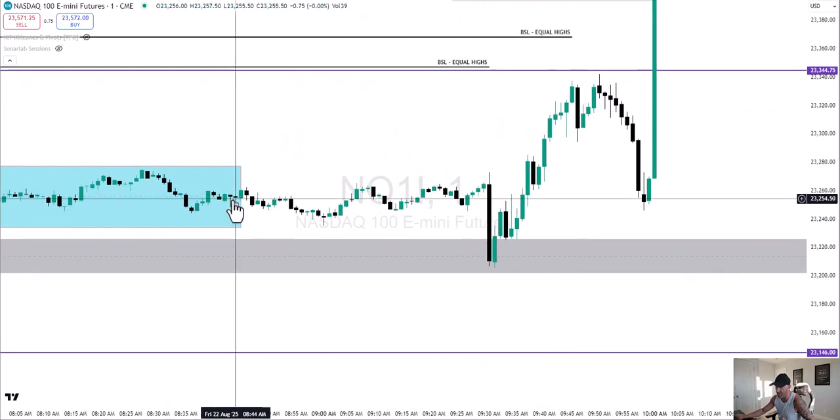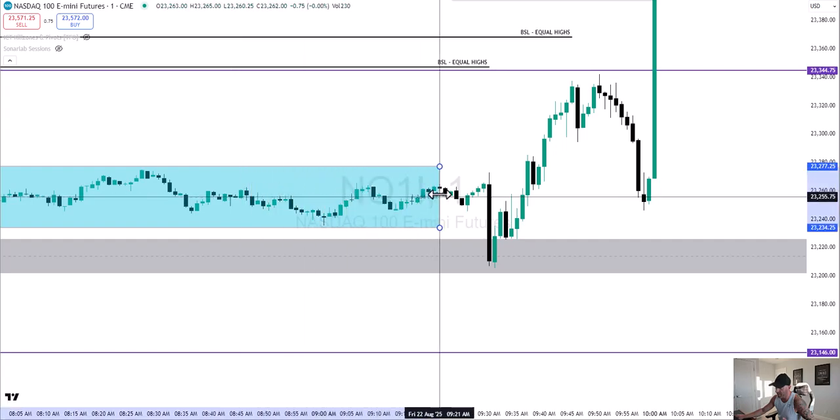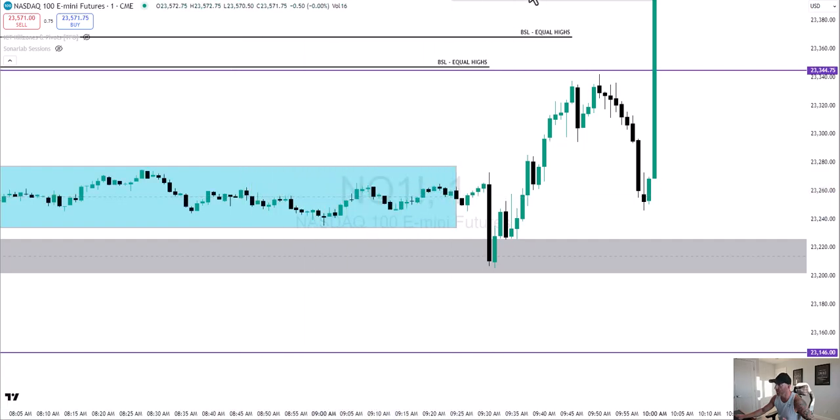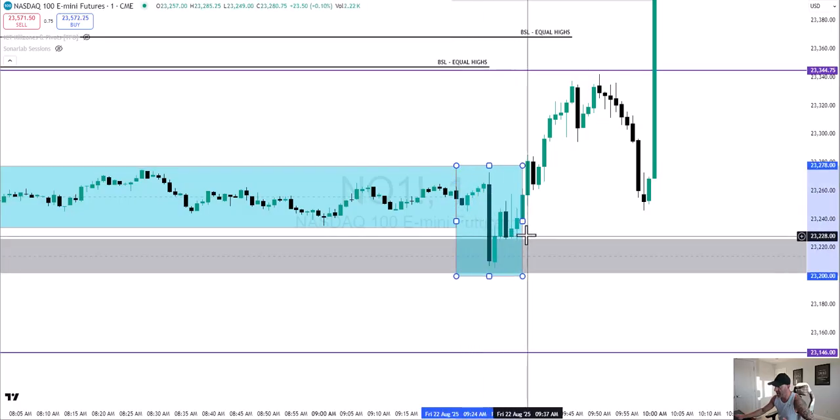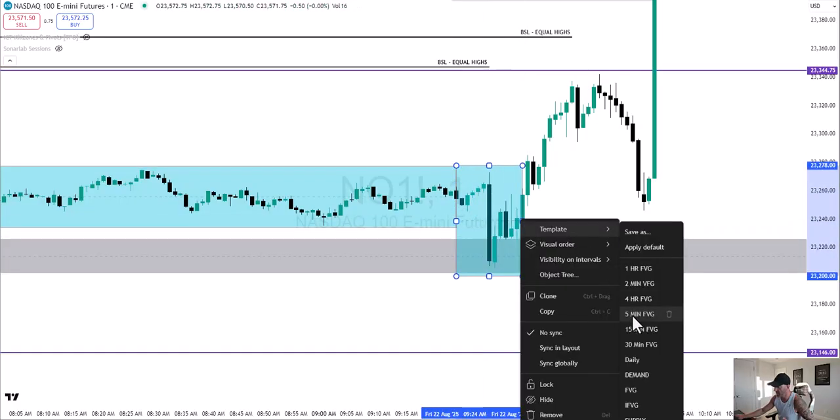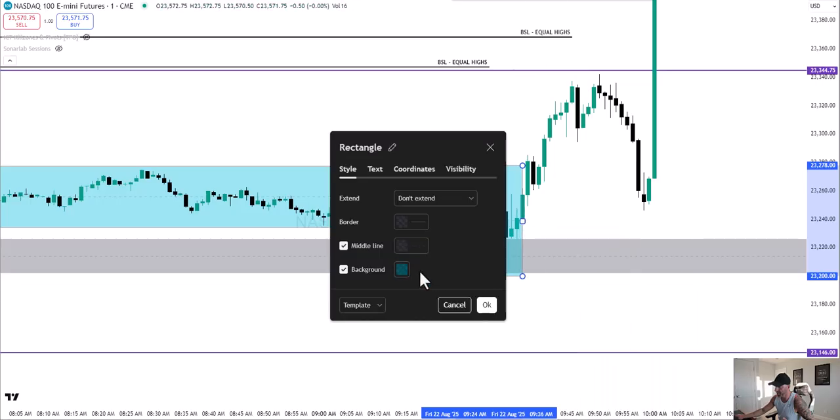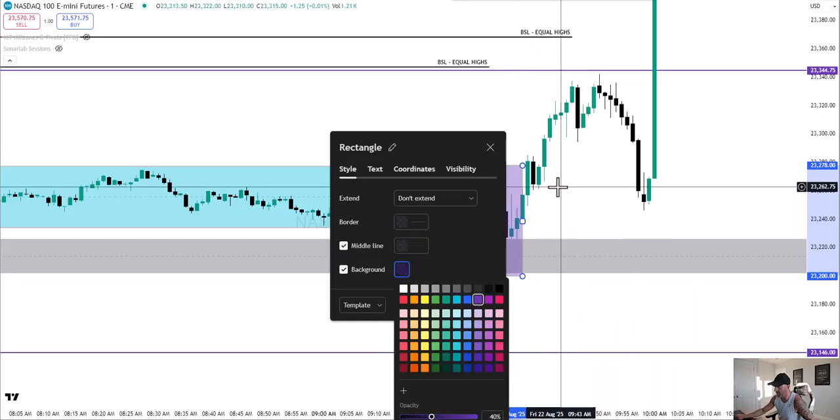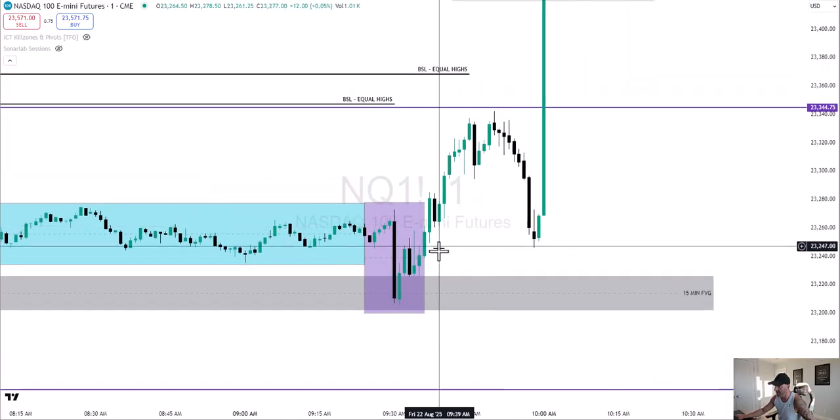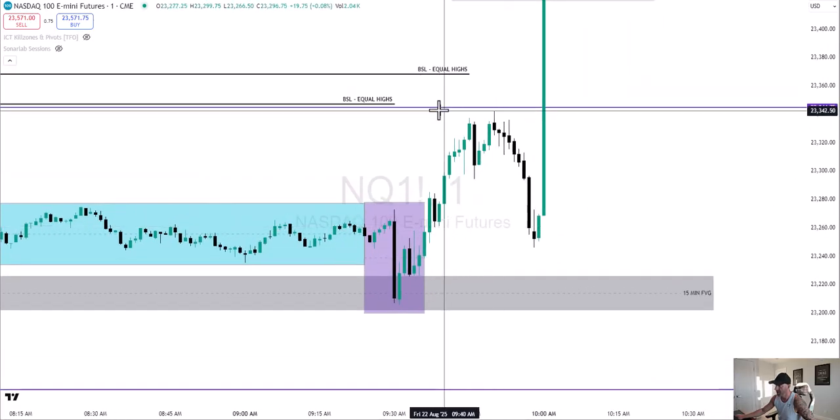So here's our accumulation, right? And then market opens. What do we do? We manipulate down into that high time frame imbalance. Let's just change this color here. Color you guys want, purple? We'll do purple.